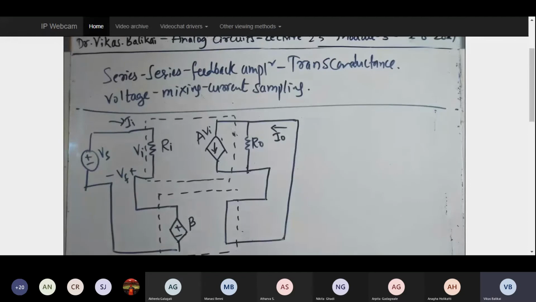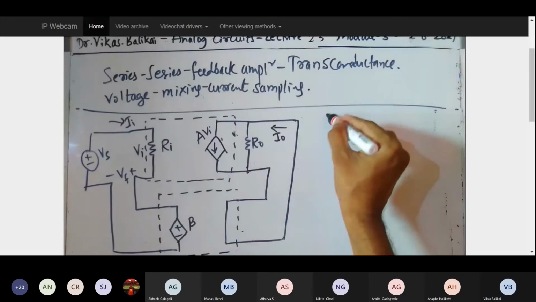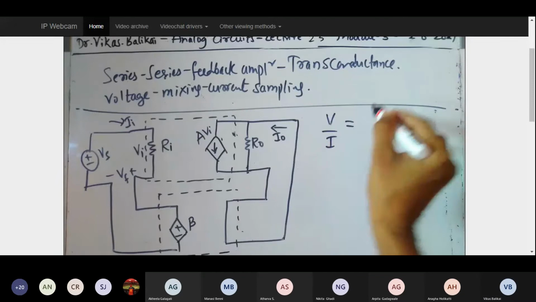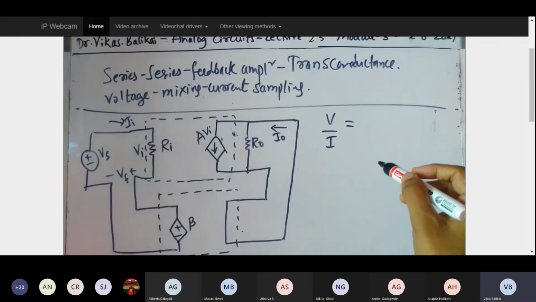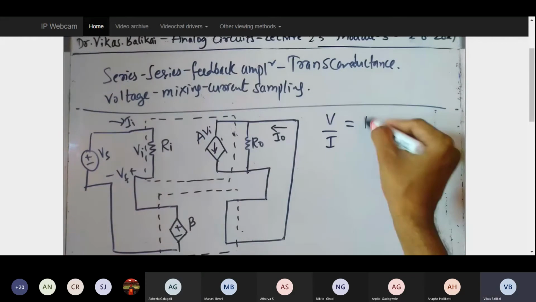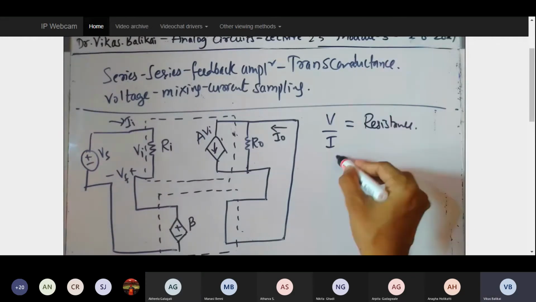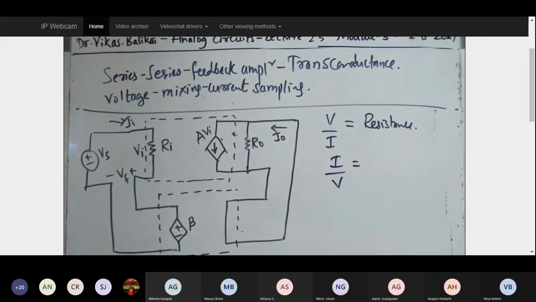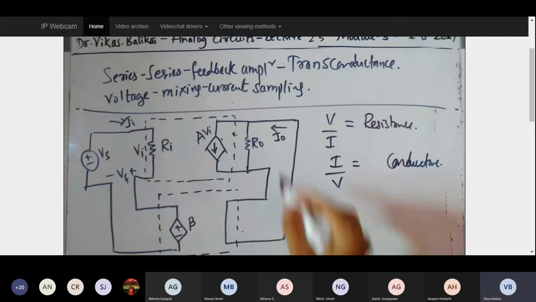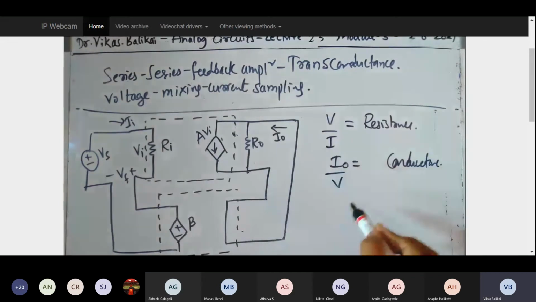And just tell me, what is V by I? Reply to me, what is V by I? R. Resistance. Exactly. And I by V? The opposite of resistance, common sense. Conductance. Yes, conductance. Now here, my output is in terms of current, exactly, and my input is in terms of voltage.